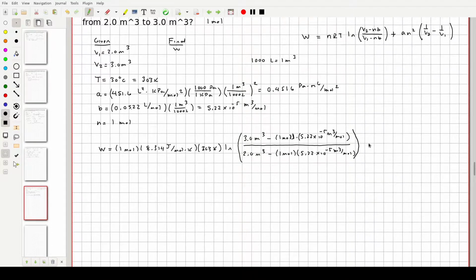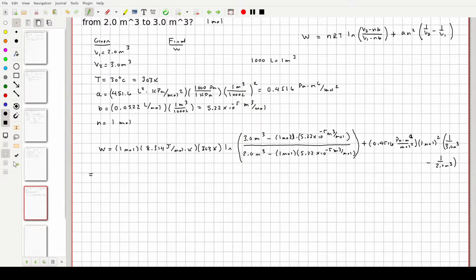Finally, we have the stuff right here. You're adding 0.4516 pascal meters to the 6 divided by mole squared. A weird one. 2 moles. Not 2 moles, what am I saying? 1 mole, but you have to square it because of that. And then you're just doing 1 over 3.0 cubic meters minus 1 over 2.0 cubic meters. All right, so this is what you have to do.